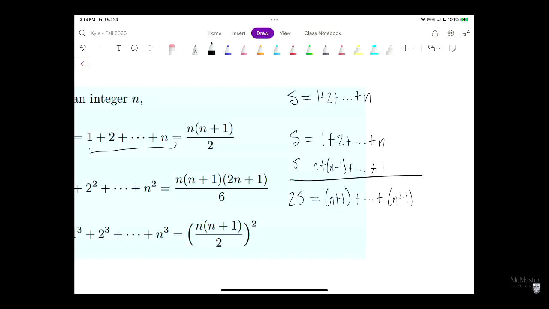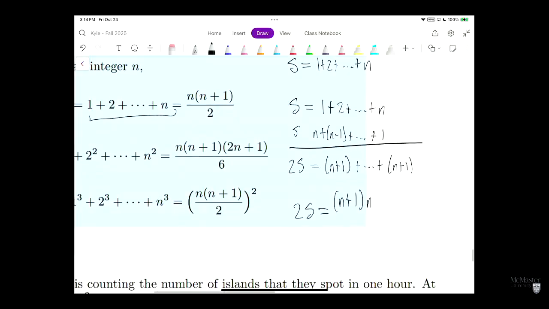Is everyone okay with this so far? So what we're doing is we're adding them to each other, but we're adding them in reverse order. So when we add n and 1 together, that's n plus 1. When we add 2 and n minus 1 together, that's n plus 1. All of them is n plus 1. How many copies of n plus 1 do we have? n of them. So 2S is equal to n plus 1 times n. So S is equal to n times n plus 1 over 2.